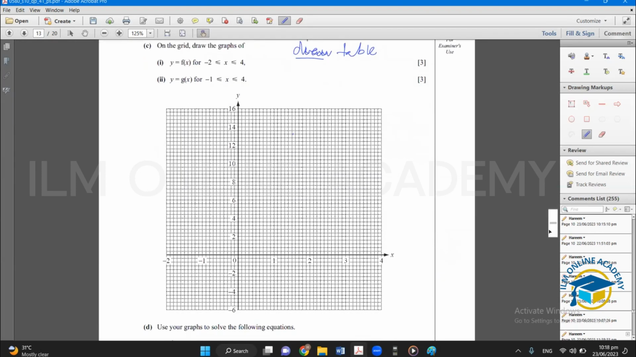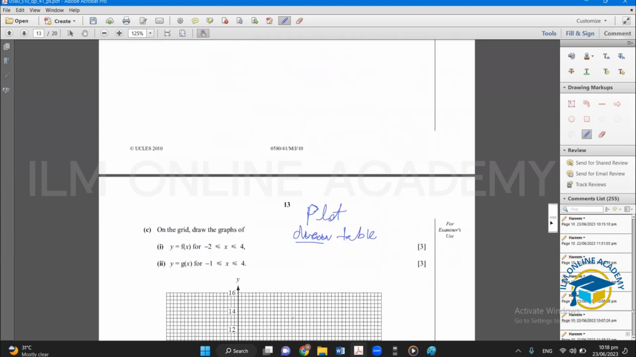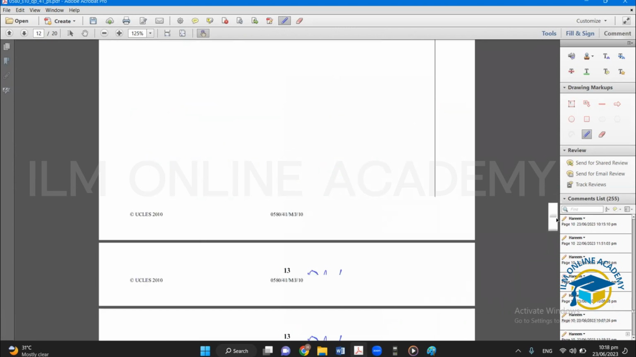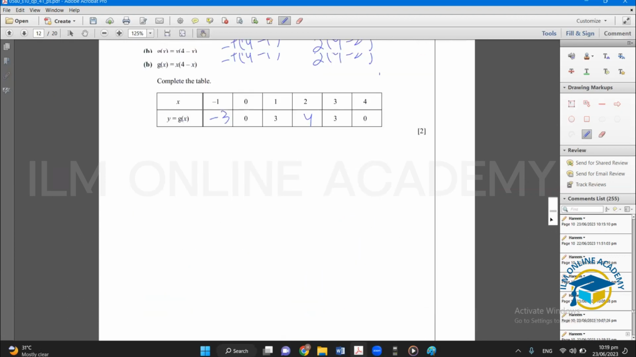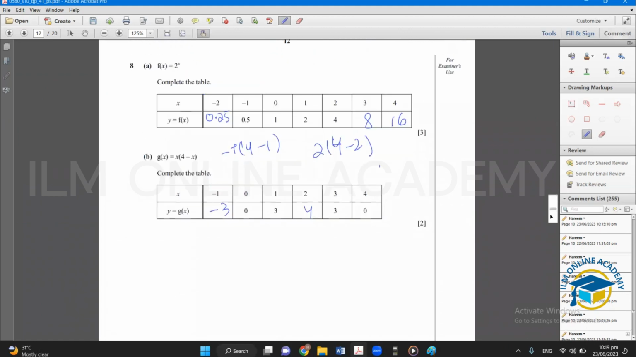Now if you say we have to draw the graph of y equals f(x) and y equals g(x), they have already given you y equals f(x) and y equals g(x), right? This is the table. You just have to plot the values. So the first one is -2, 0.25. And what's the other one? -2.25, -1.5.